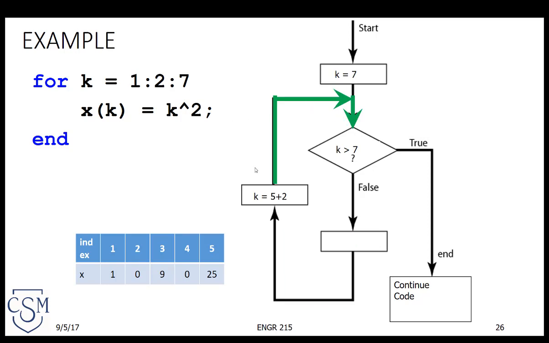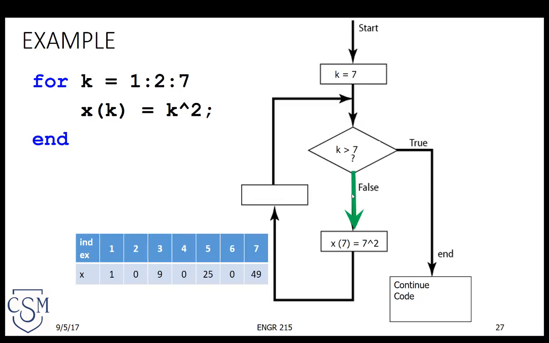Now what is it going to do? Is it going to run through this code? Well, is 7 greater than 7? And of course the answer is false. So it will actually run through this last value of code and we'll get 49. So that is the array we're going to make. It's going to increment k again, and now of course this is true, and it would continue on through our code.